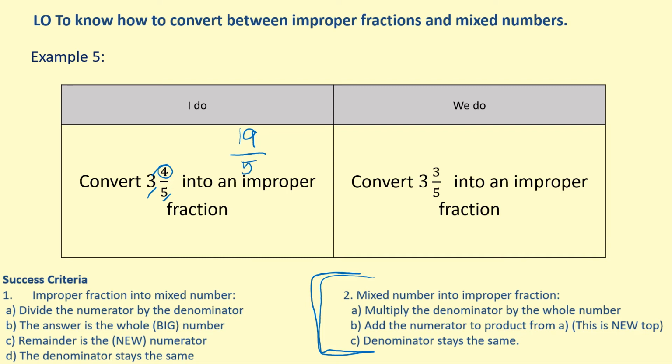Right, it's a lot of writing and it sounds really complicated, but when you get a hang of it, it really is quite easy. So again, 5 times 3, 15 plus 4 over denominator, 19 over 5. Now pause this video and you do, we do.